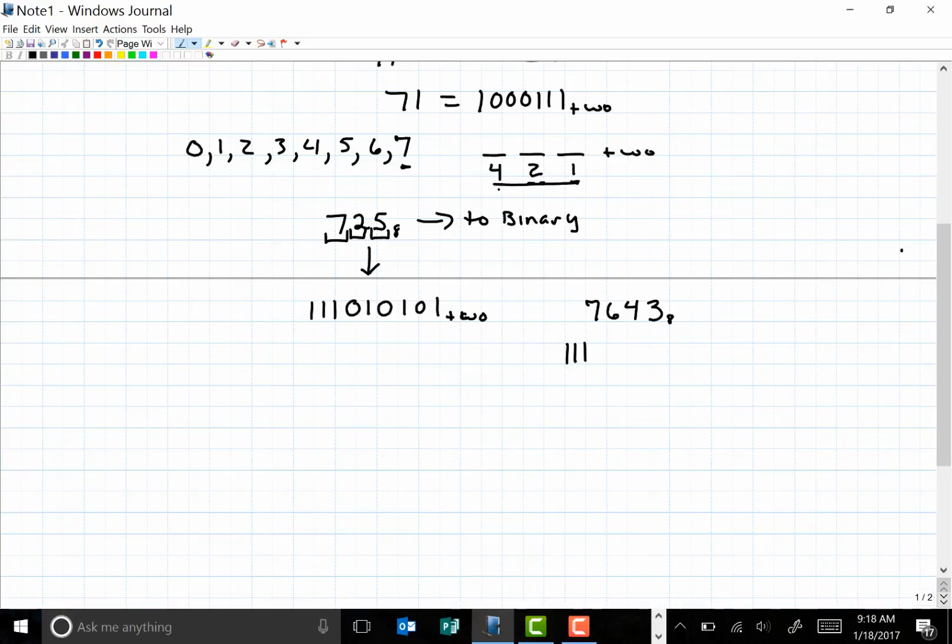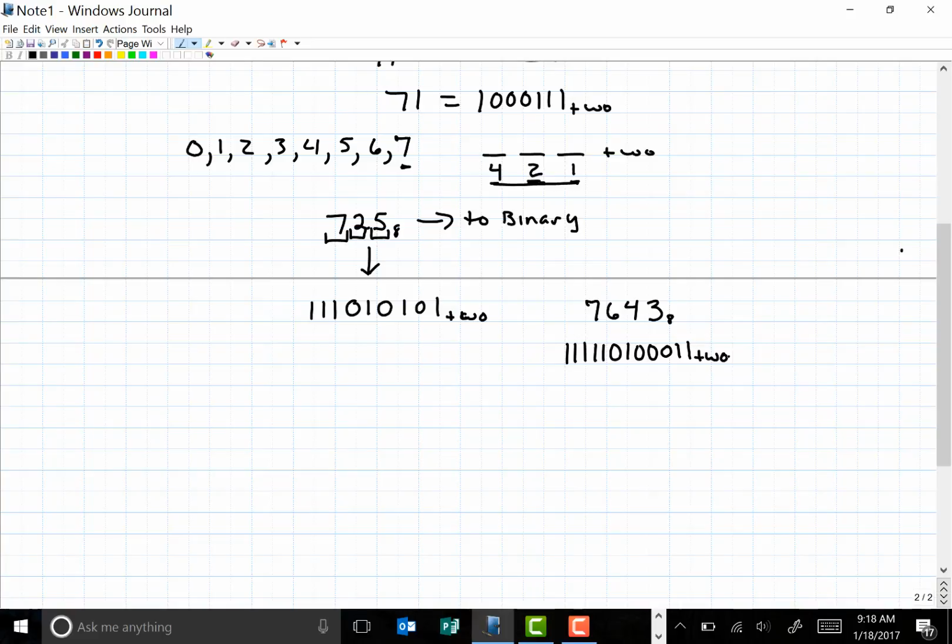For 6, I need a 1 in the 4's position and a 1 in the 2's position and a 0 in the 1's position. To get the number 4, I need a 1 in the 4's position and 0 in these two positions. So 1, 0, 0. And then finally, to get the number 3, I need a 0 in the 4's position and a 1 in the 2's and the 1's. So we have a 0, 1, 1. And we now have a base 2 number.